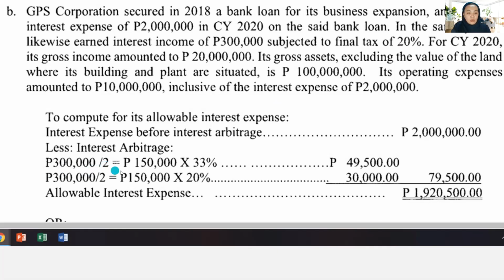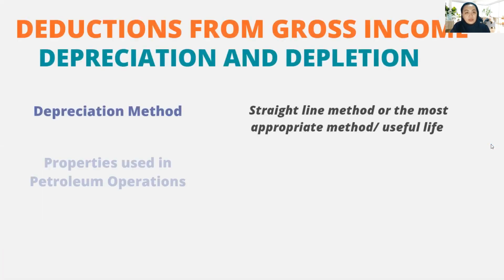300,000 divided by 2, 150,000. So half of which is applicable with a 33% arbitrage rate, no? Kasi ito yung corresponding rate niya before the CREATE Act. And then simply 20% from July 1, 2020 to December 31, 2020. So, ayun. So the allowable interest expense is now at 1.920 million. Okay? So simple as that.